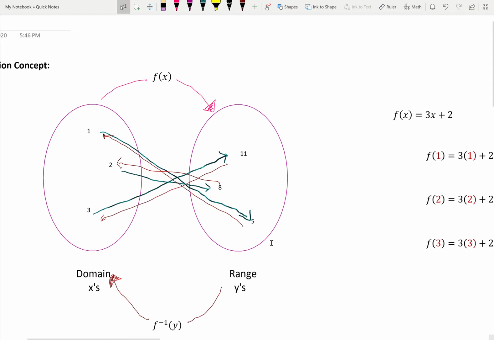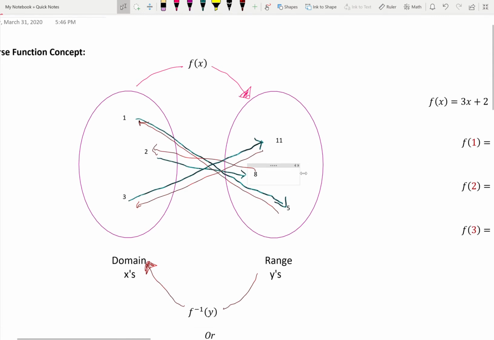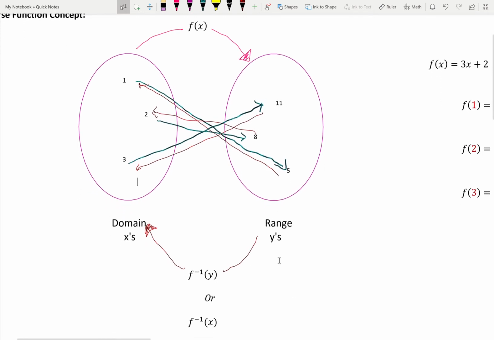So as you can see, a regular function takes the elements from the domain to the range, or it moves from left to right. But the inverse function takes elements from the range and sends them back to the domain. So it goes right to left. So you're pretty much just going in a circle here.